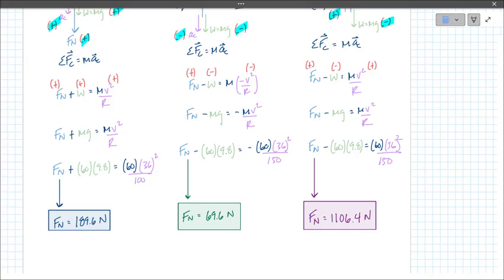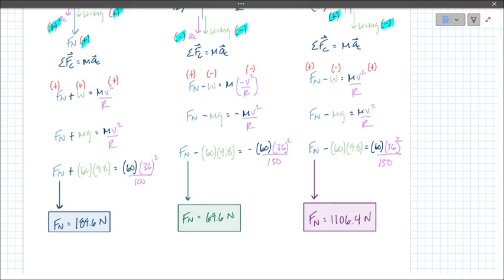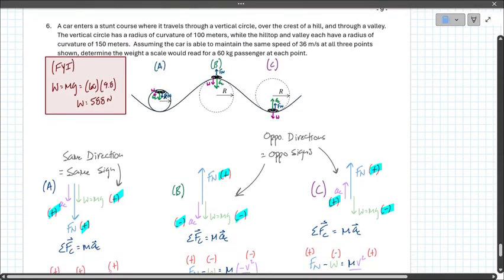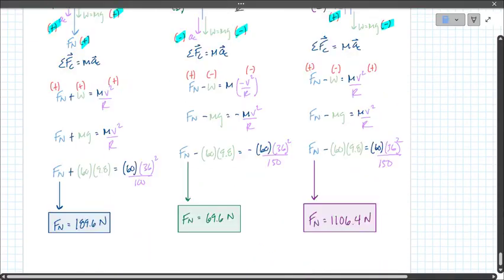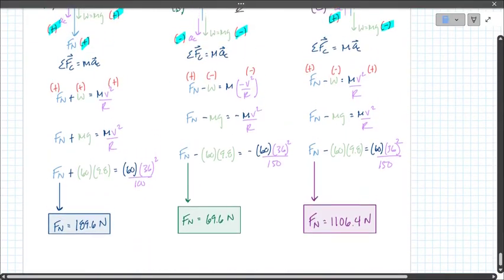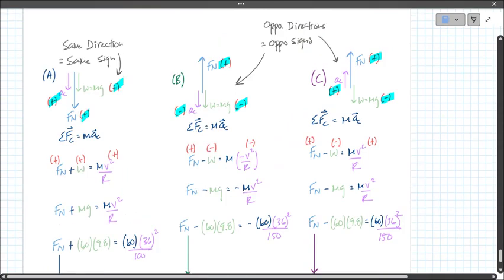So if we're getting a value on a scale on normal force in this case, it will be 189.6 when we're upside down at the top of that vertical circle. For context, a 60 kilogram object at rest on the surface of the Earth would give us a weight of 588 newtons. So a much smaller value on the scale is displayed for that first scenario, going upside down at the top of a loop-the-loop.